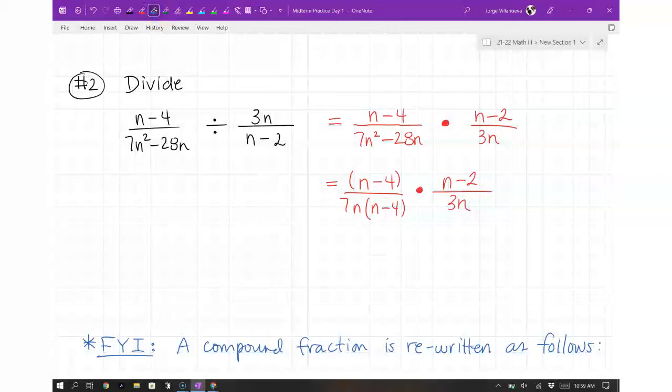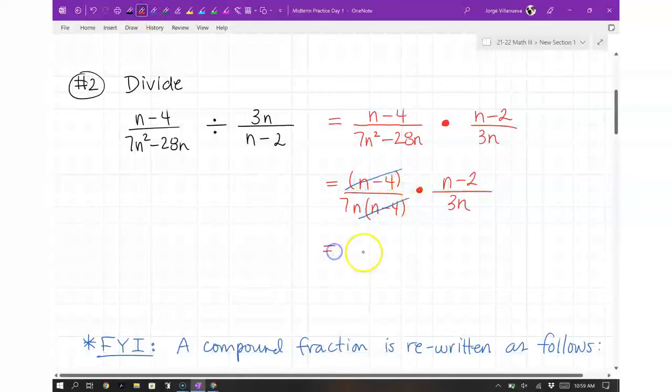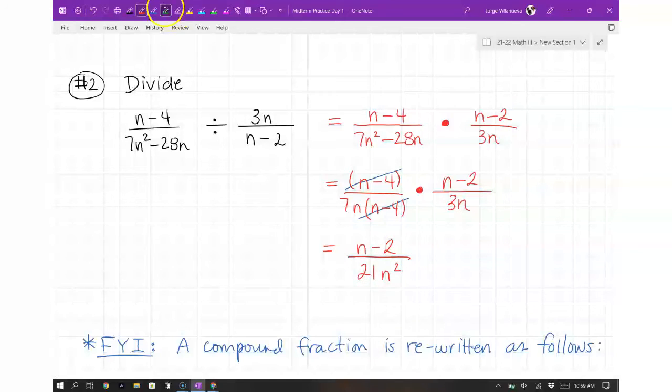Remember, you can cancel top to bottom or diagonally, but never side to side. Yeah, the n minus 4 is going to go away. So this is what I have left: n minus 2 over 21 n squared. And that's it. You cannot cancel these n's right here.